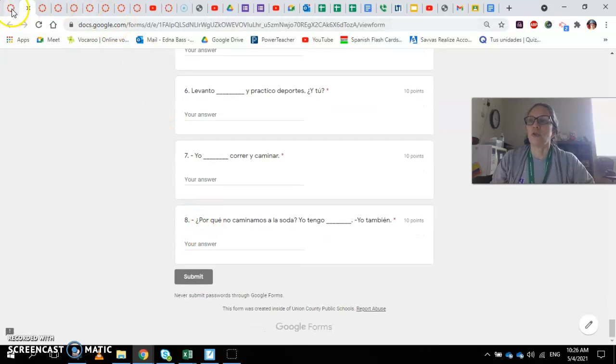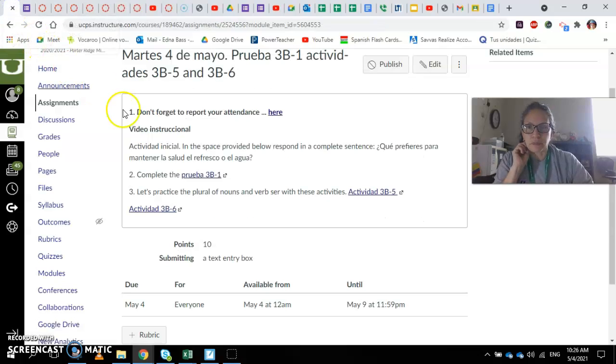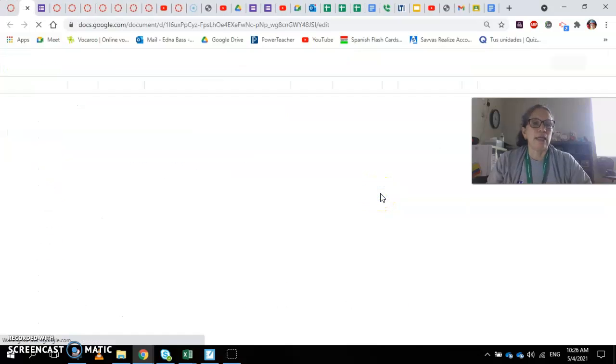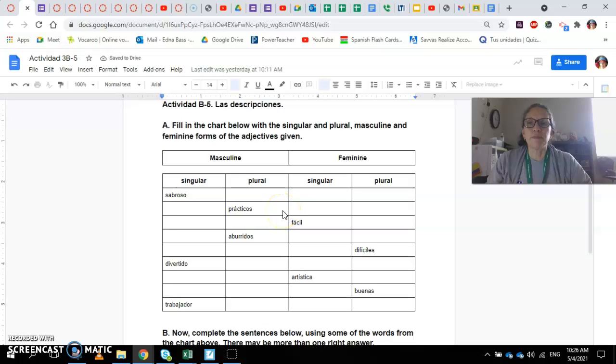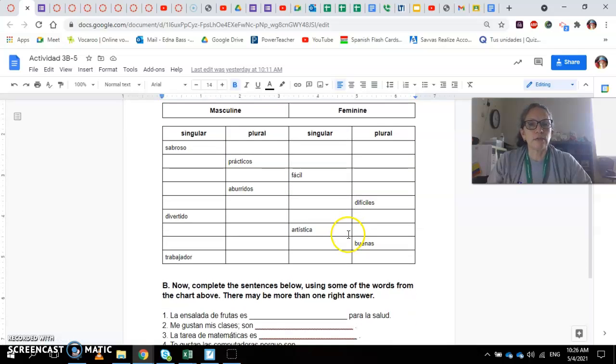All right, so that is your quiz. Then we're going to practice the plural nouns. That's another topic that we have for this chapter. We're going to do this activity, actividad 3B-5. And it is a Word document. This Word document, you're going to fill in the blanks. We're going to do it together.